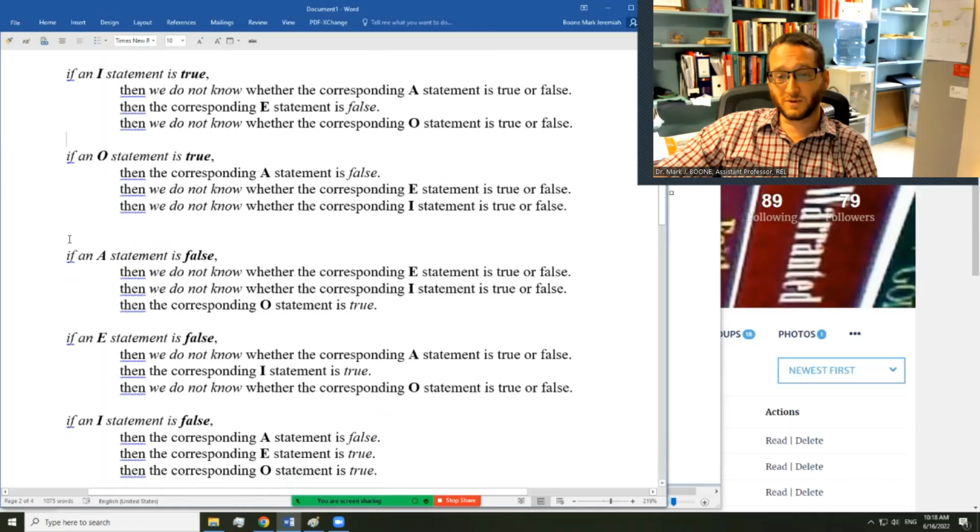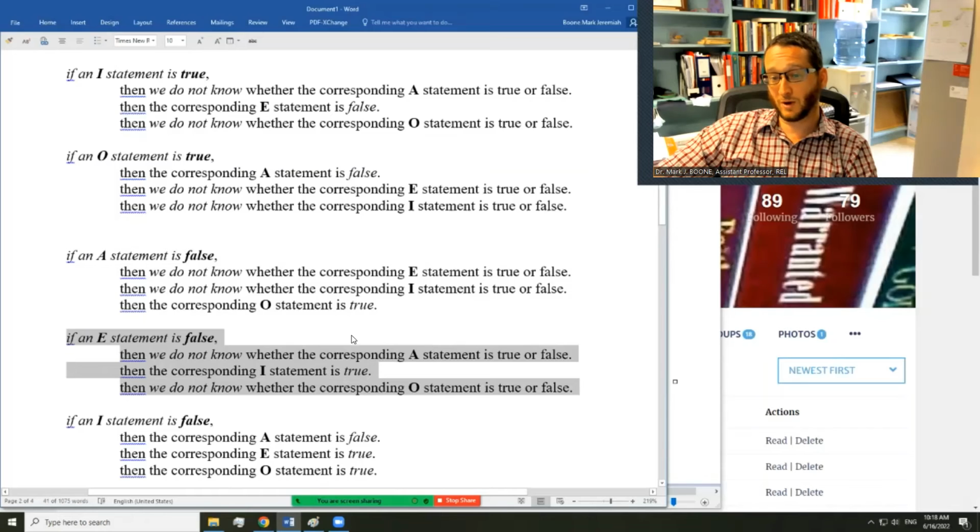Now, if an A statement is false, we don't know whether its corresponding E or I statement is true or false, and its corresponding O statement can be validly inferred to be true. If an E statement is false, following the symmetry, we don't know whether its corresponding A or O propositions would be true or false, but its corresponding I is true.